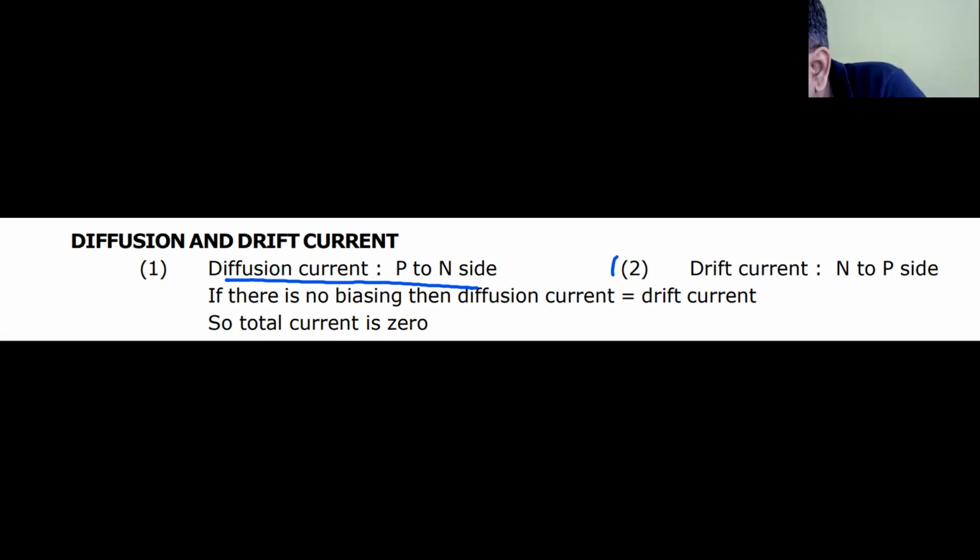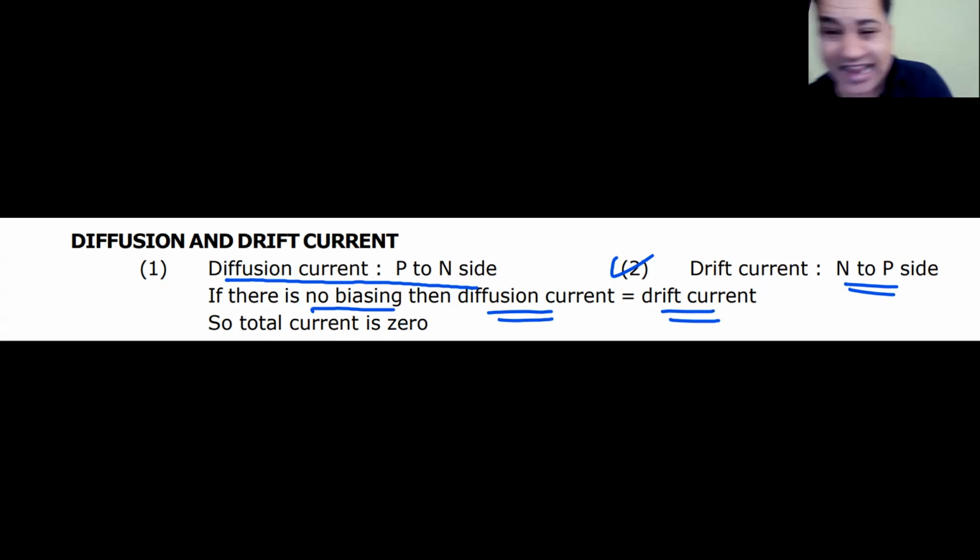The second type of current is drift current, which is from N side to P side. When there is no biasing, now you say, sir, what is biasing? We'll come to that. If there is no biasing, then both these currents cancel out each other. One current is going from here to here, the other current is coming from here to here. They cancel each other out, and therefore the total current is zero. Do we understand this? Yes, sir.